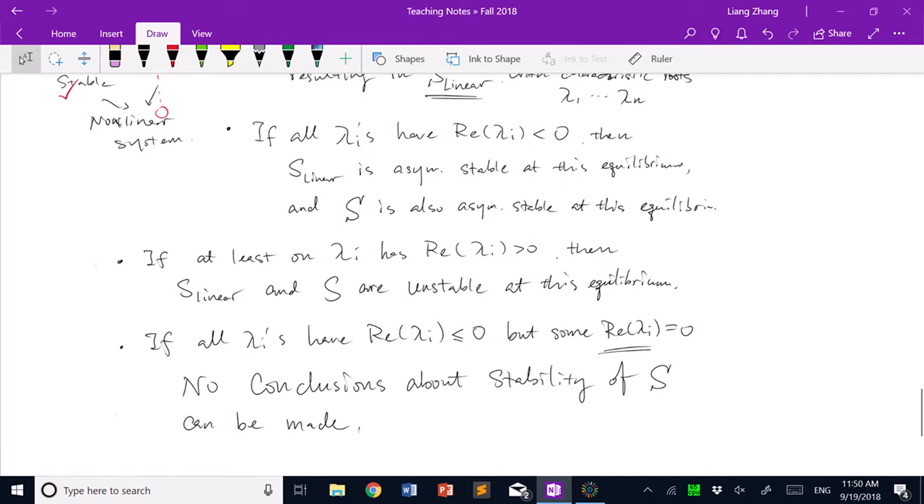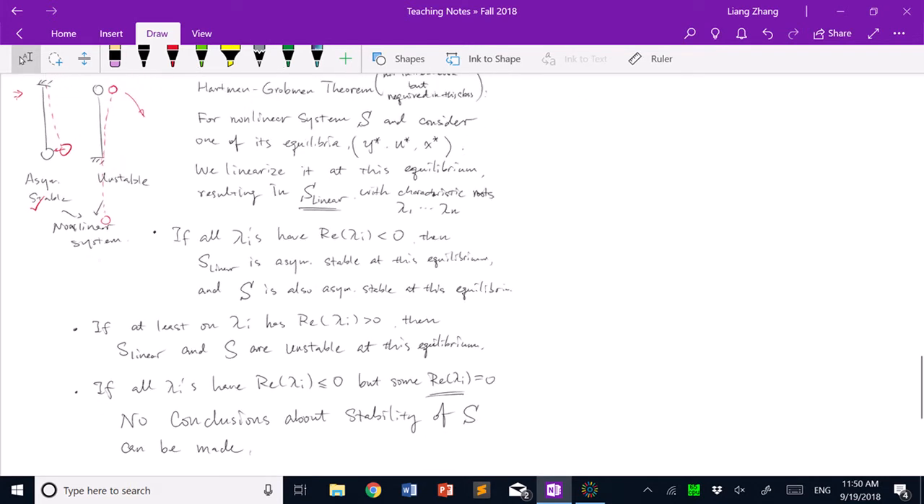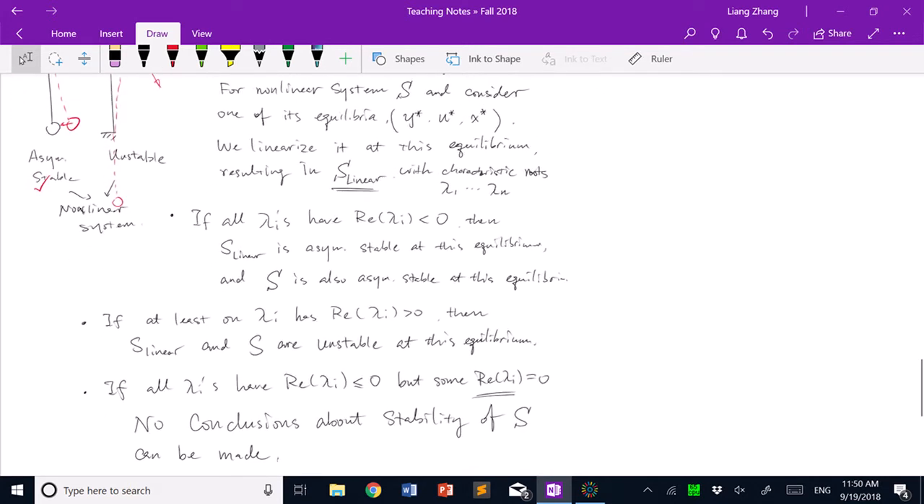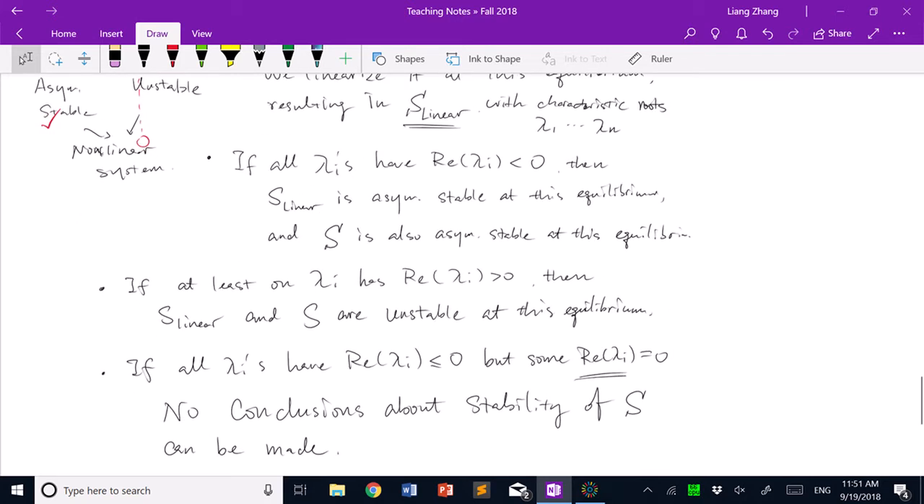Okay. So this is the Hartman-Grobman theorem. You have a nonlinear system. You pick an equilibrium of interest, and you linearize the system around this equilibrium. Now you have the linearized system. You can calculate all its characteristic roots, and if the linear system is asymptotically stable, this happens when all its characteristic roots have negative real part, and this means the original nonlinear system is also asymptotically stable at this equilibrium.